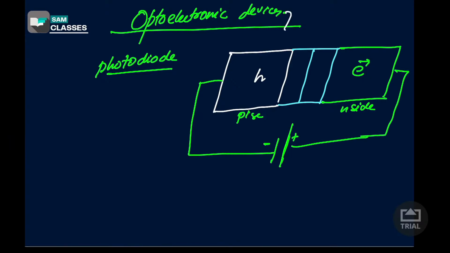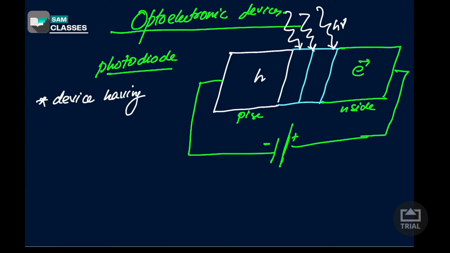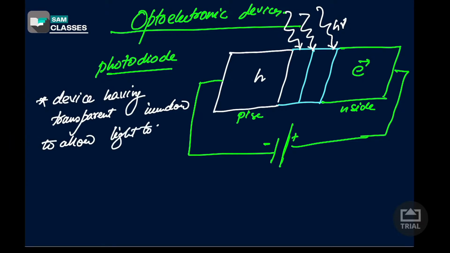So basically what is happening, light is coming, attacking it. You already know about the concept of what? Photoelectric effect. So it's basically a device having a transparent window to allow light to come. Works under RB condition, reverse bias condition. Clear?